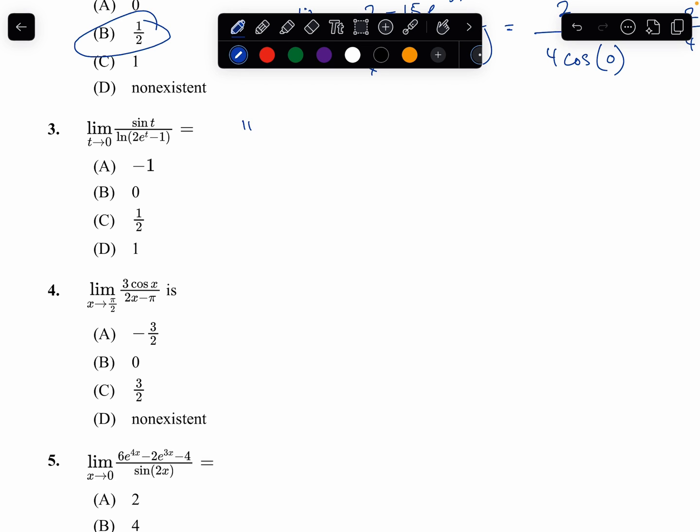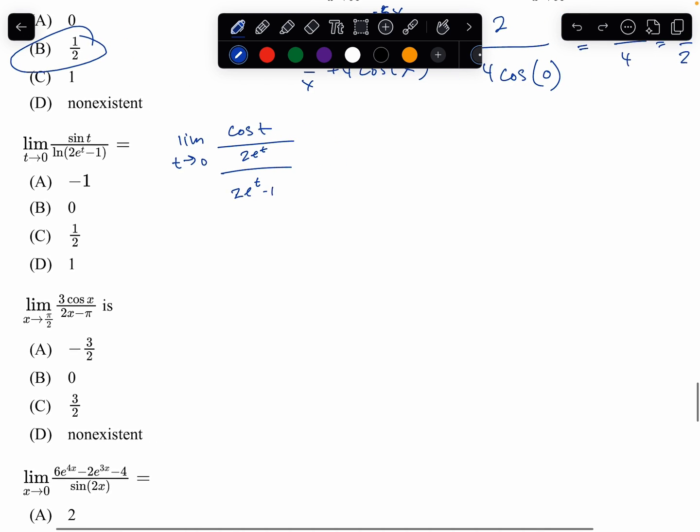So then we'll just use the limit as t approaches 0 of cosine of t over natural log of 2e to the t minus 1. The derivative of the natural log is 1 over x, so 1 over 2e to the t minus 1, and we have to multiply by the derivative of the inside, which would be 2e to the t. I'm just going to put that in the numerator, so 2e to the t. So this is the denominator, this is the numerator, so maybe I'll just plug in 0 now.